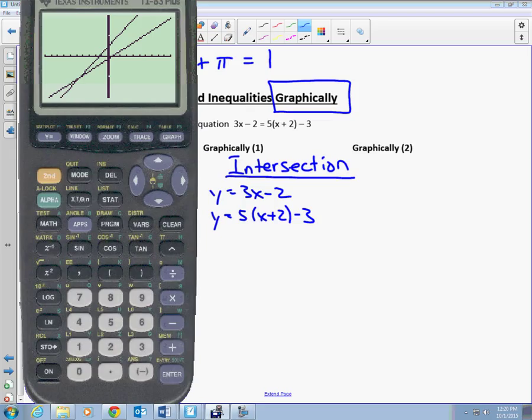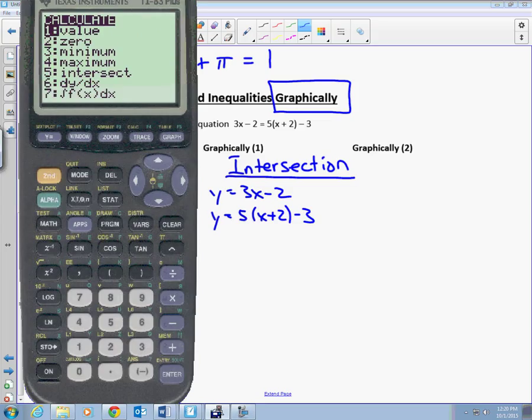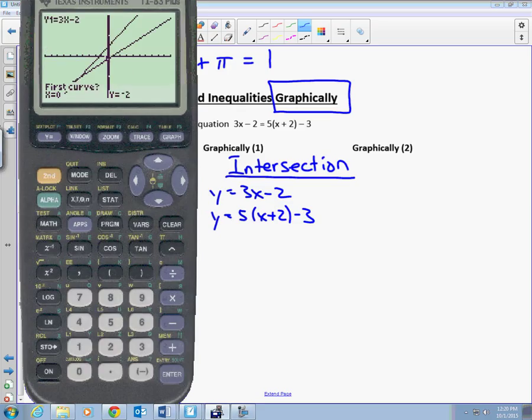So now that I can see the intersection, I press second, calculate. You did this in previous years. Which option do I use? Which number is that? 5. Look at what your calculator is asking you to do. It's saying identify the first curve. Is y sub 1 equals 3x minus 2, is that one of the curves we want to find the intersection of? So I press enter on it.